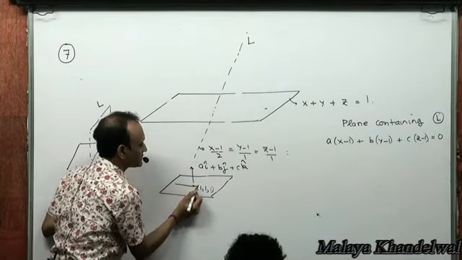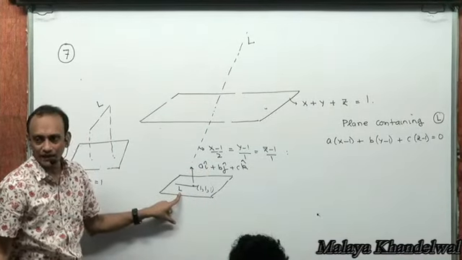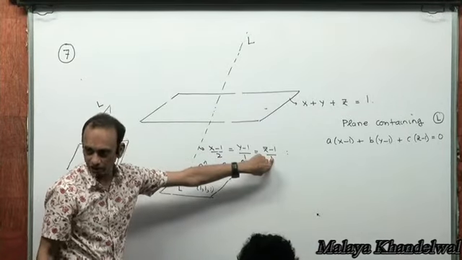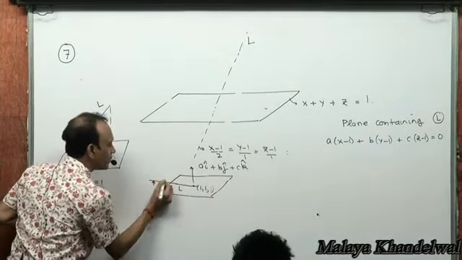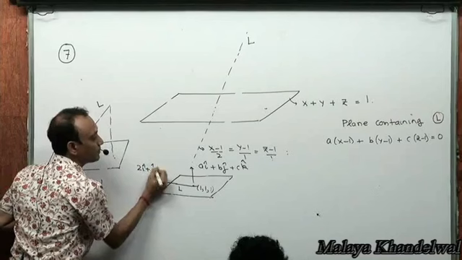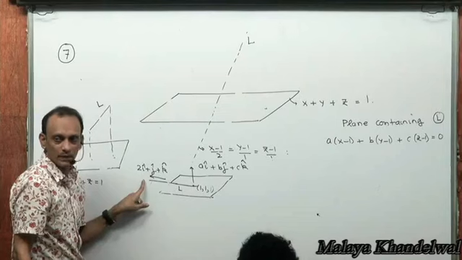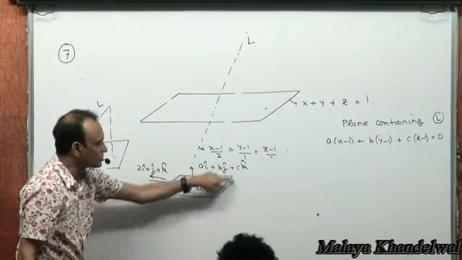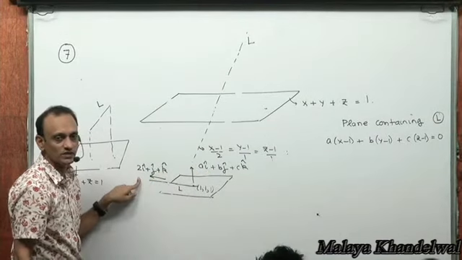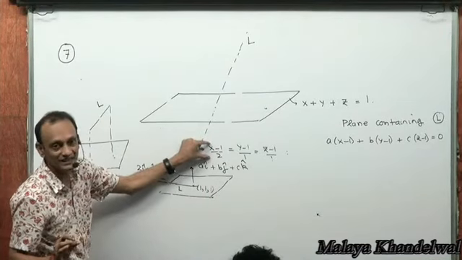And this is the line L. So the normal to this plane must be perpendicular to the line L. What's a vector along this line L? 2i cap plus j cap plus k cap is a vector along this line L, right? That means these two vectors must be perpendicular to each other, because this line lies on this plane and this is a normal to the plane. That means this dot this must be zero. Again, if you have forgotten the objective, I'm trying to find a plane containing this line.